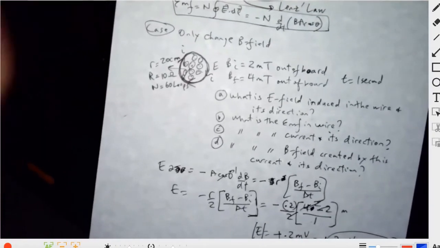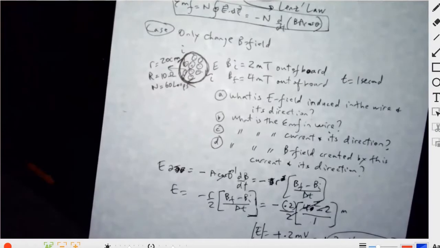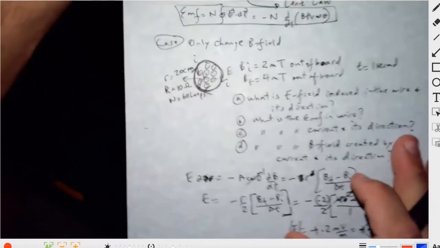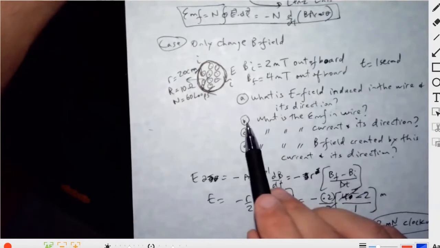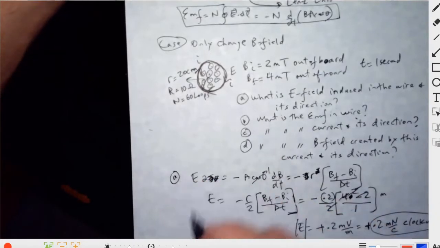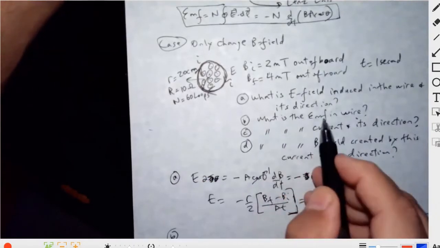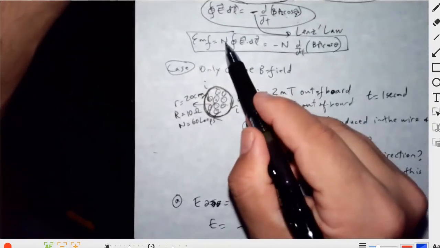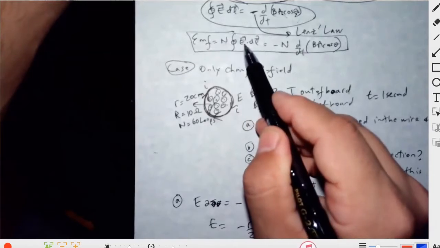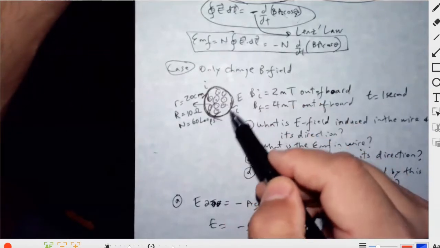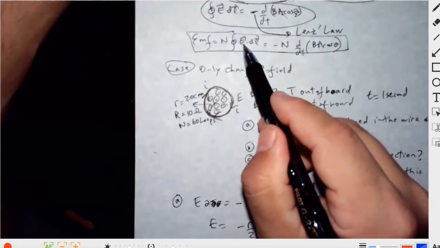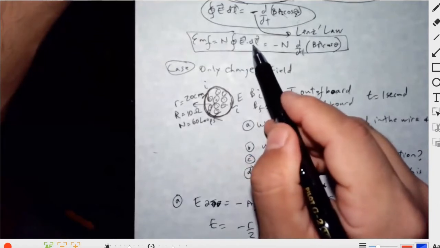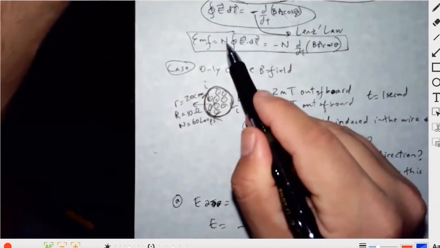So now we'll see in a couple seconds why we need to produce a clockwise current. Now question B says, what is the EMF in the wire? To calculate the EMF, you do the number of loops times the electric field times the circumference of the circle. So whatever electric field you calculated times 2 pi r times the number of loops.